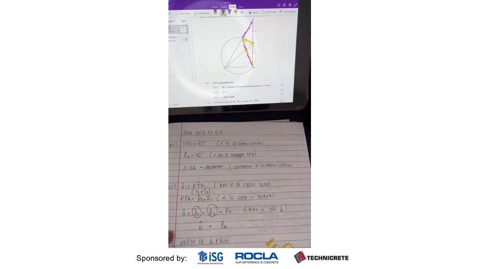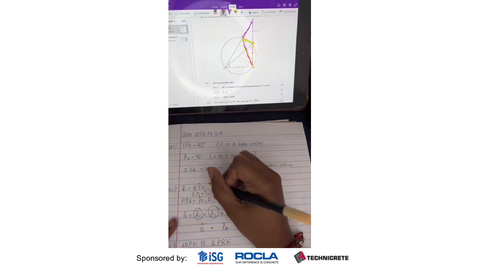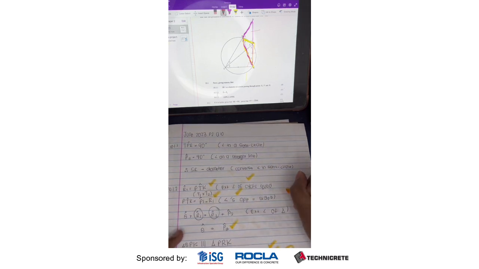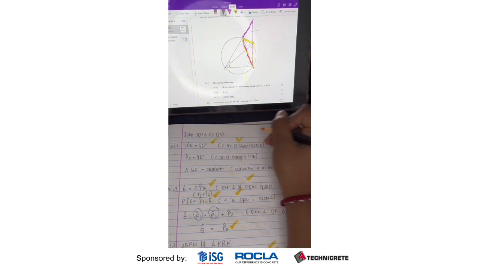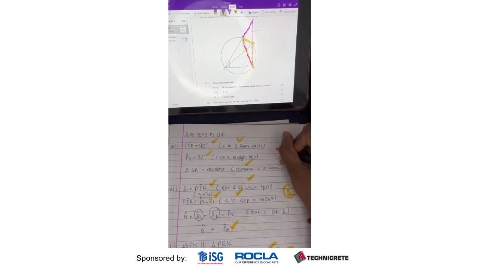The previous question was 5 marks. Also, statement, reason, and an answer. 5 marks. And 10.1.1 was 4 marks. Statement, reason, just a statement, and then a reason as an answer. 4 marks. A total of 17 marks for this question.